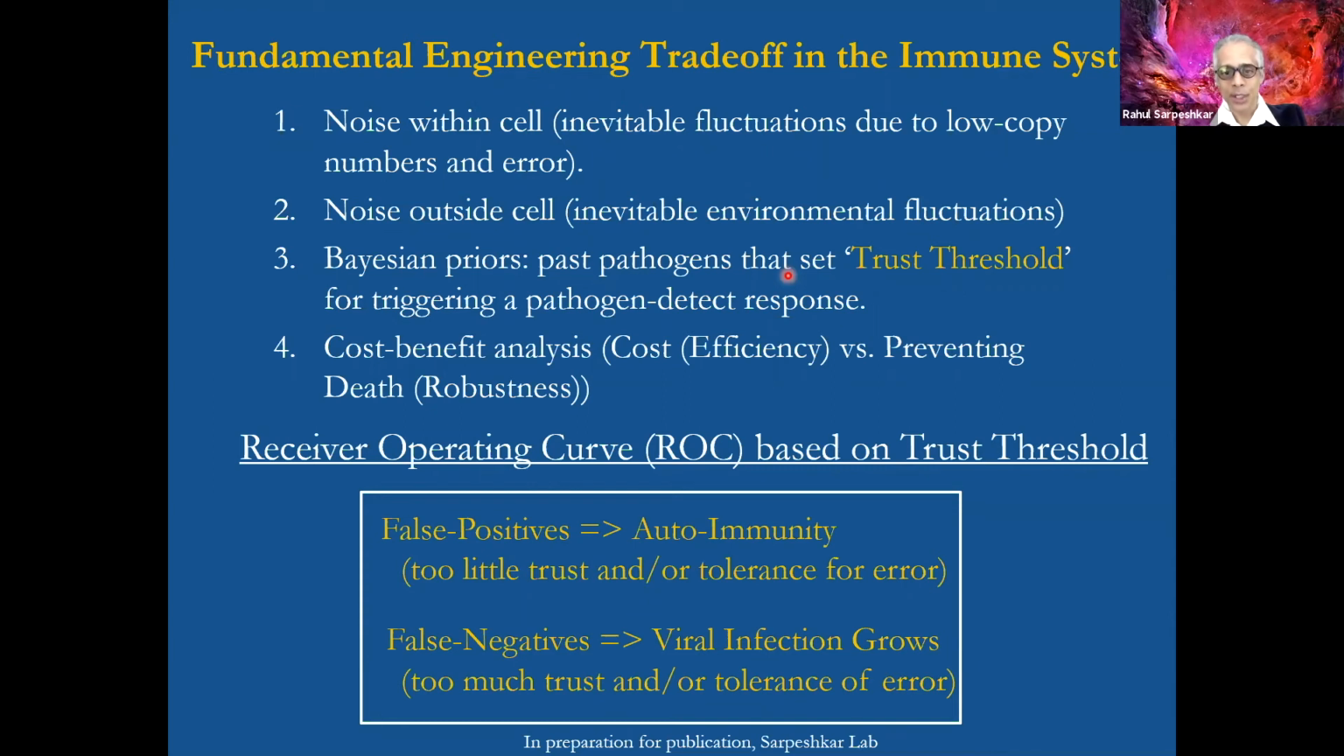If you set the threshold too high, you have too little trust and or tolerance for error, you're going to get a lot of false positives. Things that are testing like, oh, that looks like a pathogen, but you're actually going autoimmune and you're going to start killing yourself. On the other hand, if your threshold is set in a way where you're not paying enough attention, the virus will go undetected and replicate into hundreds of copies before you detect it.